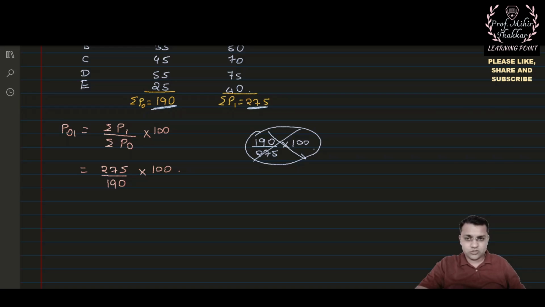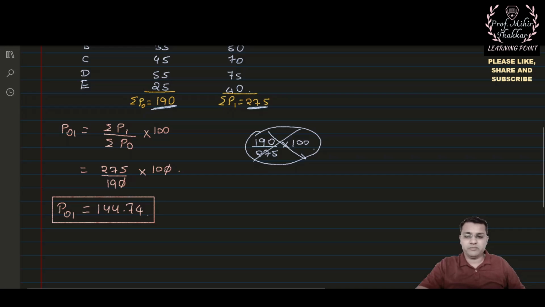Now coming back to our calculation in the working, just cancel off this 0 and 0, and 275 into 10 is 2750. When it is divided by 19, you will get the answer as 144.74. So that's a very simple sum, a very simple method to calculate the index number.